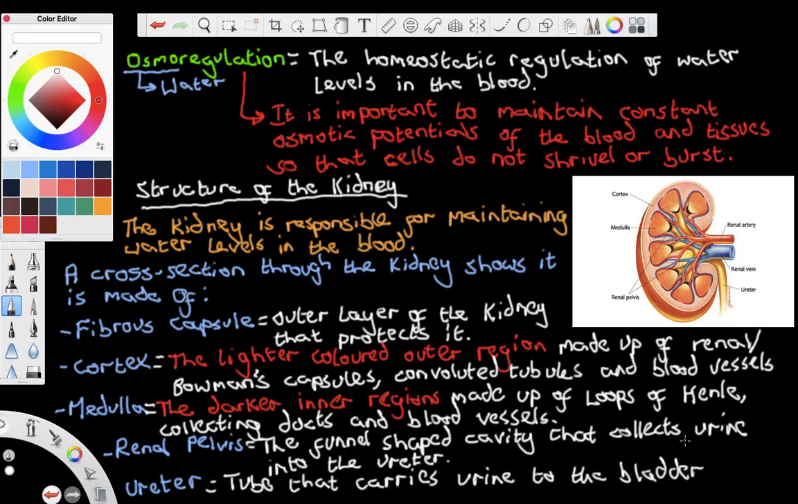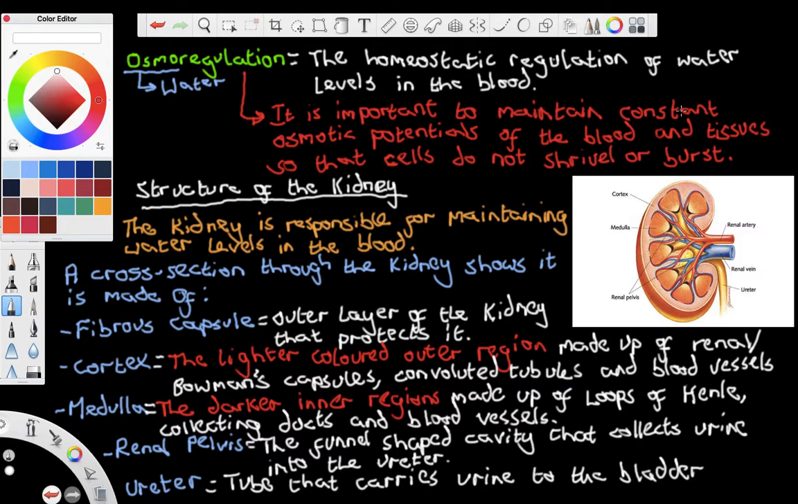Okay, so osmoregulation is the homeostatic regulation of water levels in the blood. It's important to maintain constant osmotic potentials of the blood so that tissues don't shrivel or burst. If you've got too much water in the blood relative to solutes, water will move out of the blood vessels into surrounding tissues and cause those cells to burst. At the same time, if there are too many solutes in the blood, that will cause water to be drawn out of surrounding cells, causing them to shrivel. So it's important that water is kept at a regular level. Water is maintained via the kidney. The kidney is responsible for maintaining water levels in the blood.